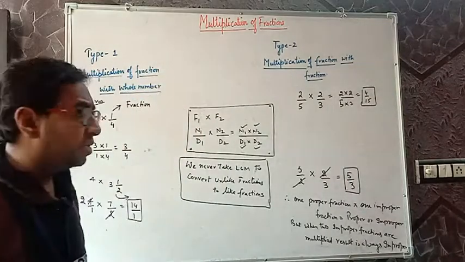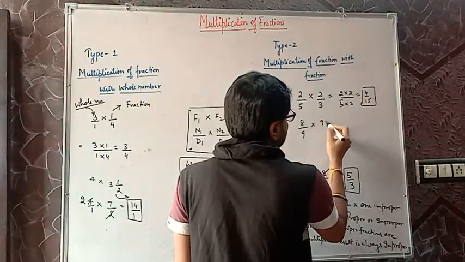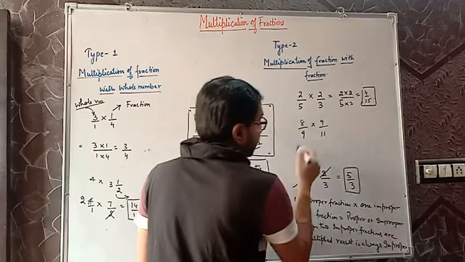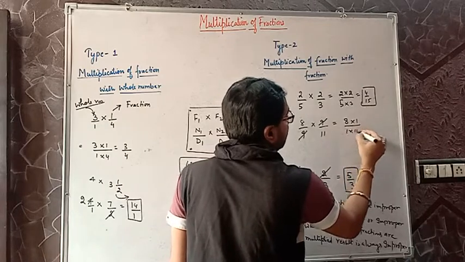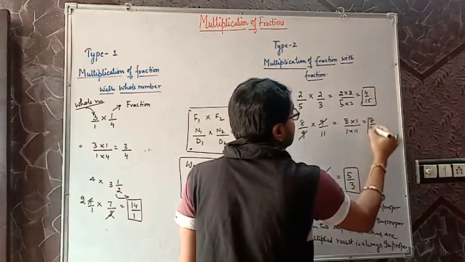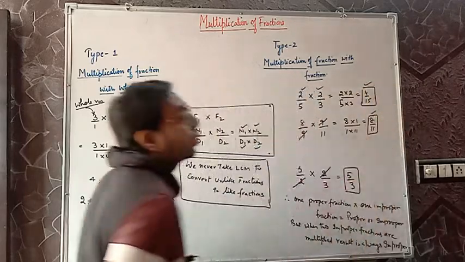Let us take one more example. Let me take 8 by 9 and 9 by 11. Let's see, 9 cancels out, we will be getting 8 into 1, 1 into 11, that is 8 by 11. Hence, when two proper fractions are multiplied, the result is always proper.